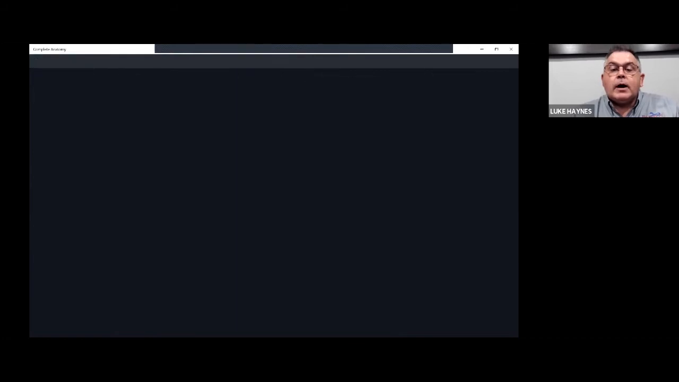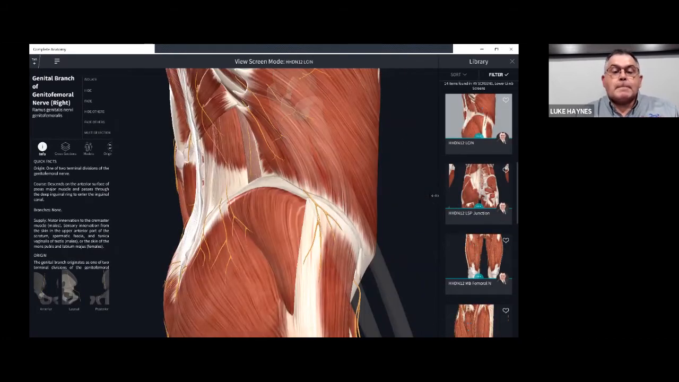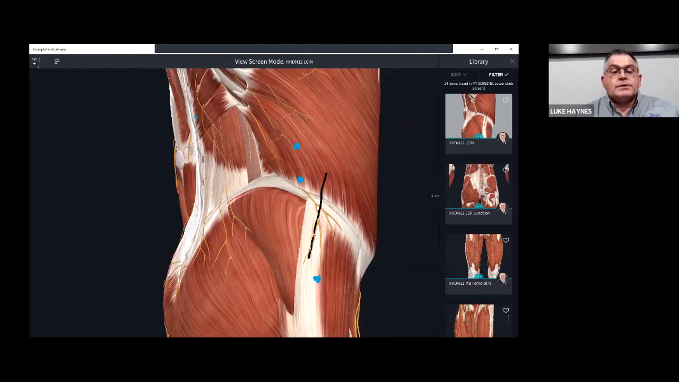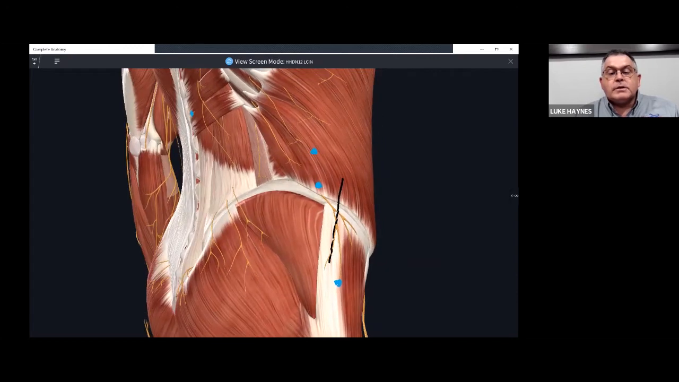All right, here we are. So here we see the iliotibial band coming up, attaching onto the iliac crest. That nerve is going to pierce through the abdominal muscle 2 to 3 finger breadths more posterior, and that's going to be our initial needle location.